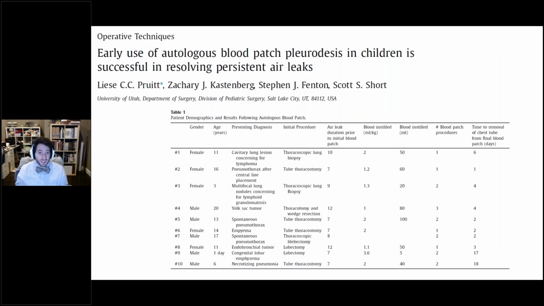Taking a look at what literature and data is out there to support this, we see the study by Pruitt et al. This is a different population. These are all surgical patients with persistent air leak after surgery, and they required anywhere from 1 to 3 dosages of blood patches, and each time they used 2 milliliters per kilo. You can see there's some disagreement on how much the volume is, but there's some disagreement in the adult population as well.